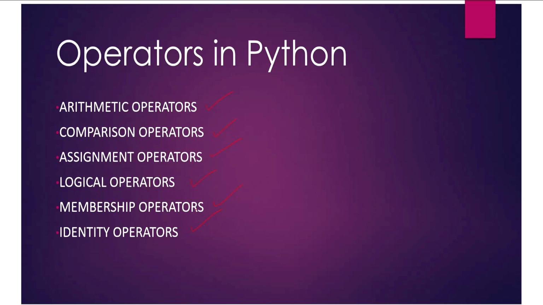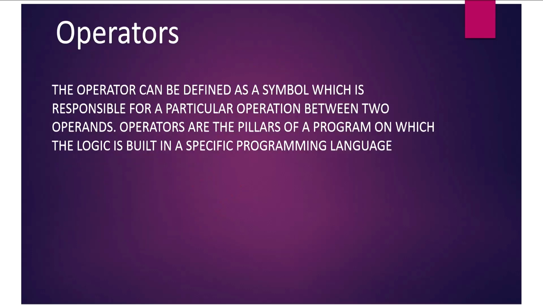Here, what is called an operator? An operator is a symbol which is responsible for particular operations between two operands. Here, what is an operator and what is an operand? Let's see in an example.